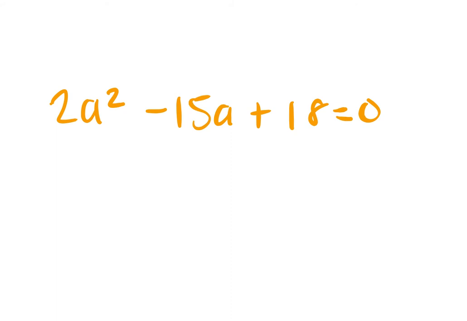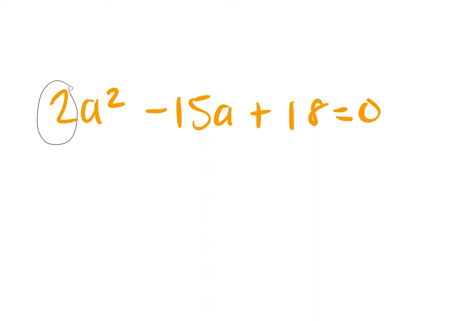Tell me, while you guys are copying this one down, why is this one different? Brooke? Very good. There's a number in front of the x squared. So our factoring becomes different. Not harder, but different, okay?